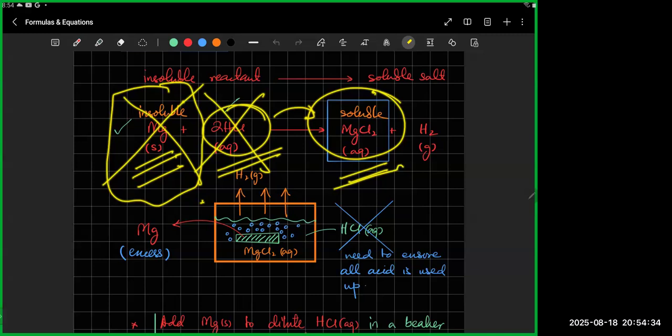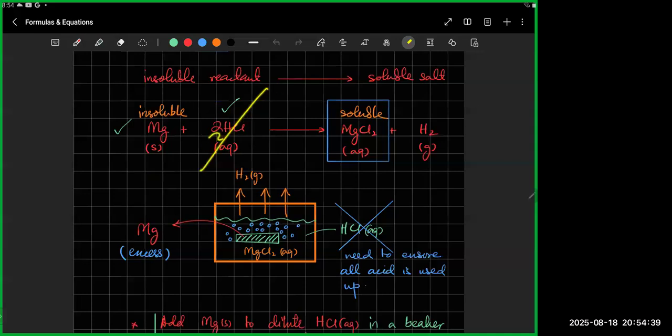ठीक है, तो excess method में you have to ensure that all your acid gets used up, because the acid is a solution and your salt is also soluble, so it's also a solution. So the acid, if it remains at the end, will contaminate your salt. You don't want that to happen. So which is why all the acid needs to be used up. So you add a lot of Mg to it.